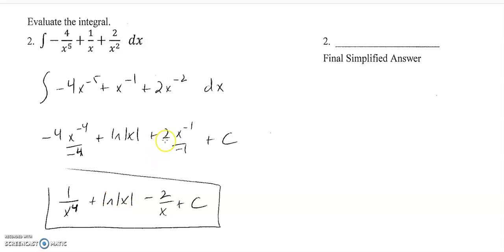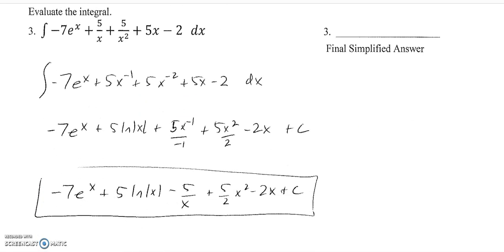Then we have plus 2x to the negative 1 divided by negative 1, so 2 divided by negative 1 is negative 2, and that x to the negative 1 can move to the denominator as x, then plus c. So our final answer is 1 over x to the 4 plus ln of absolute value of x minus 2 over x plus c.